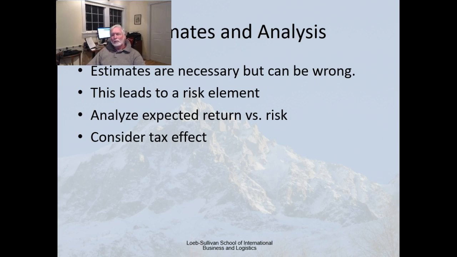Okay. So we're going to have to adjust what we expect at $20,000 by a risk factor. We have a 5% risk factor that we might be wrong, and a 95% chance that we might be right, and so forth. So we need to analyze any expected return versus the risk that it may not come in. And finally, we also have to look at the tax effect. And the tax effect is very real.